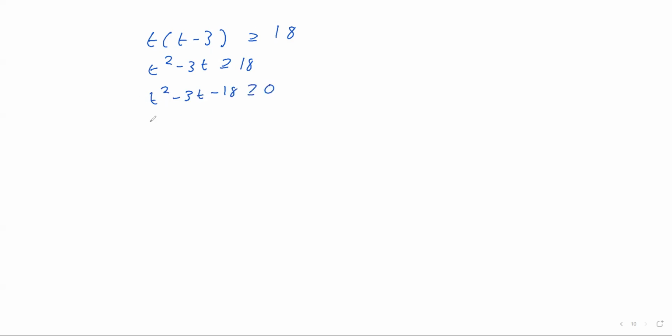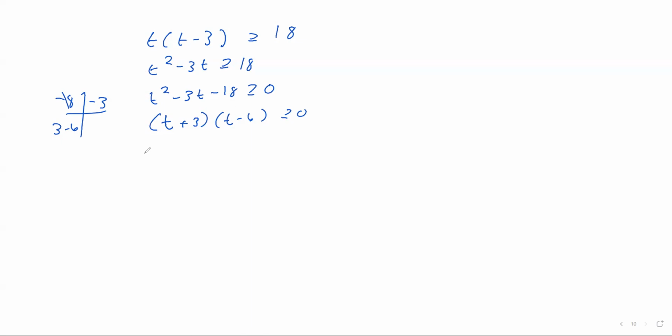Very good. So then when I factor this out, this is a simple one. A trinomial that factors into two binomials where the leading term is going to be whatever the letter is. Find two numbers that multiply to -18 but add to -3. That looks to me like 3 and 6, and then it'd be a -6. So that'd be t + 3, t - 6, greater than or equal to 0.